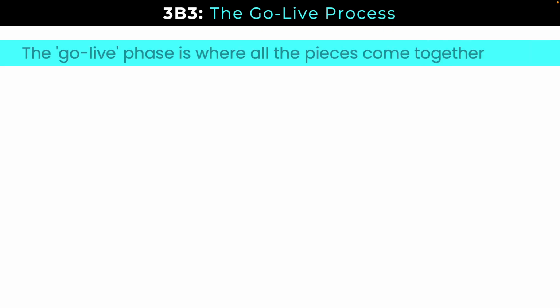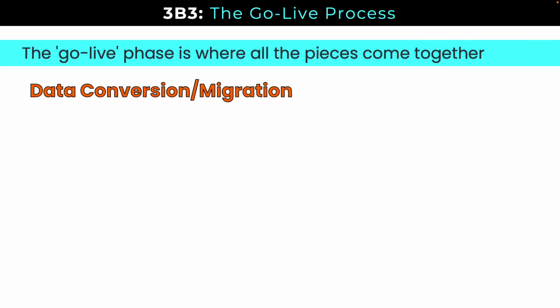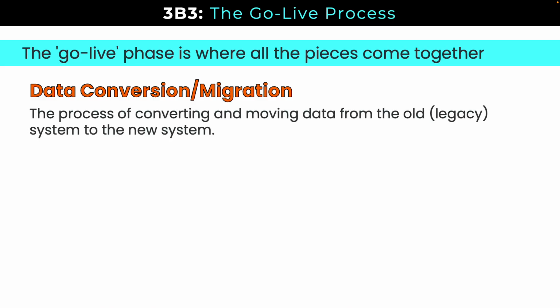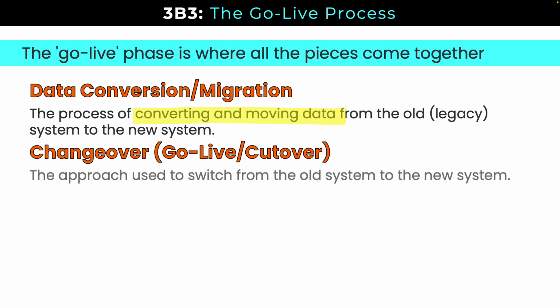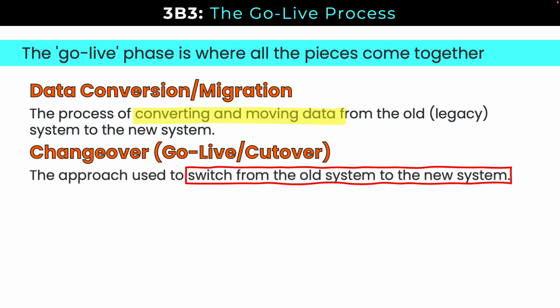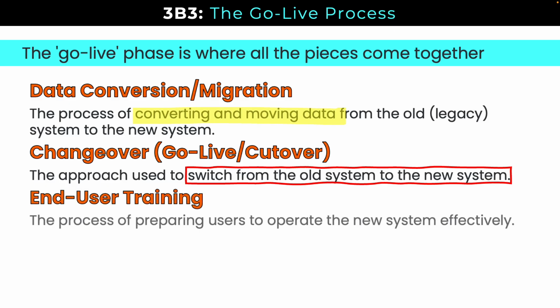Let's talk about the go live process. The go live phase is where all these pieces come together. We need to think about data conversion and migration. This is the process of converting and moving data from the old legacy system to the new system. And the changeover is the approach used to switch from the old system to the new system. There's end user training, the process of preparing users to operate the new system effectively.